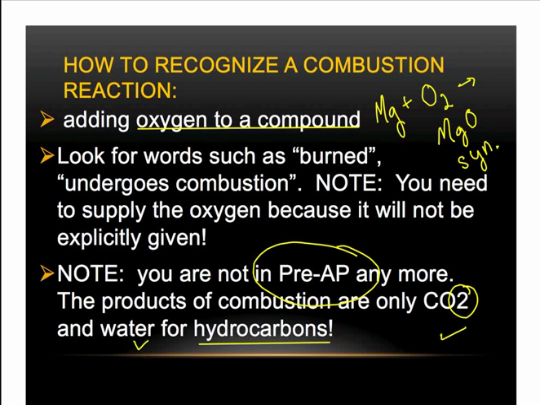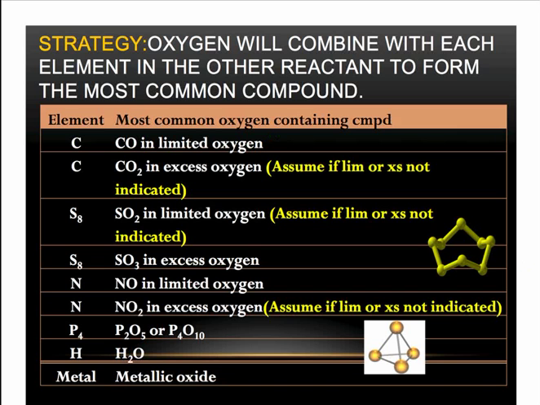The key is being able to come up with enough of a category that it gives you direction for the products. Now, we'll be looking for oxygen, but here's the issue: you're going to see words like burned or combusted, but you have to include the oxygen. Very often, the oxygen's not going to be explicitly supplied as a reactant. So this is one of the few times that you will have to know to add a reactant in order to work the problem.